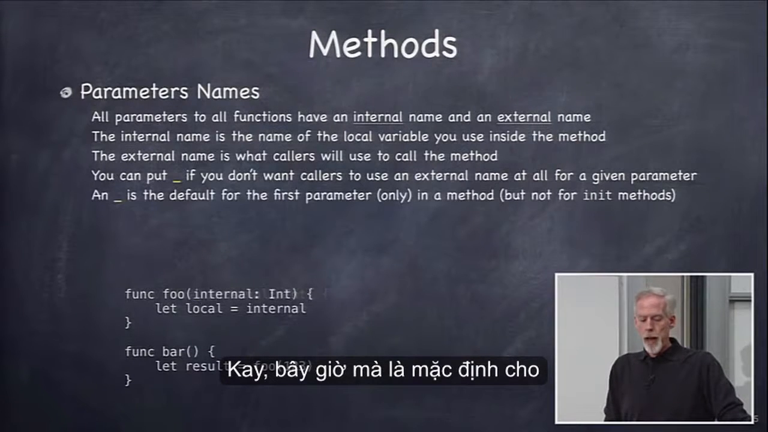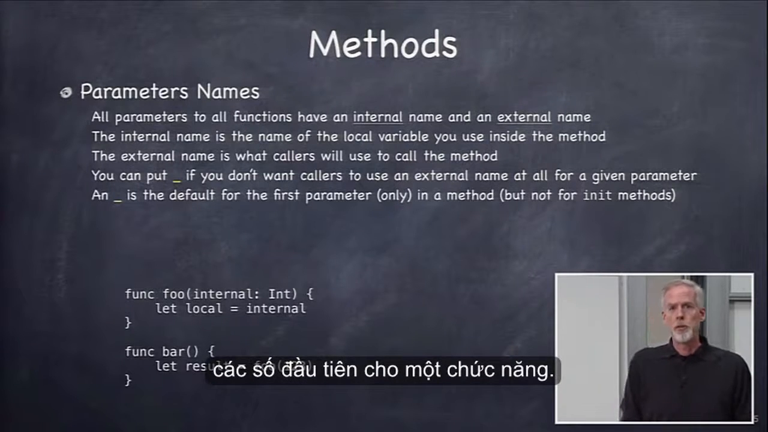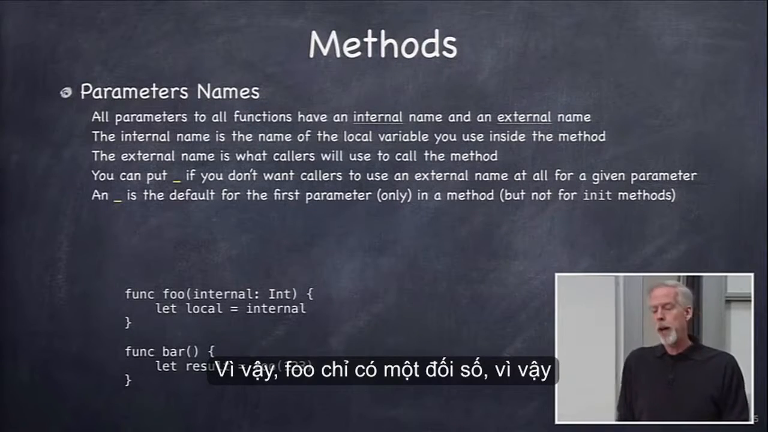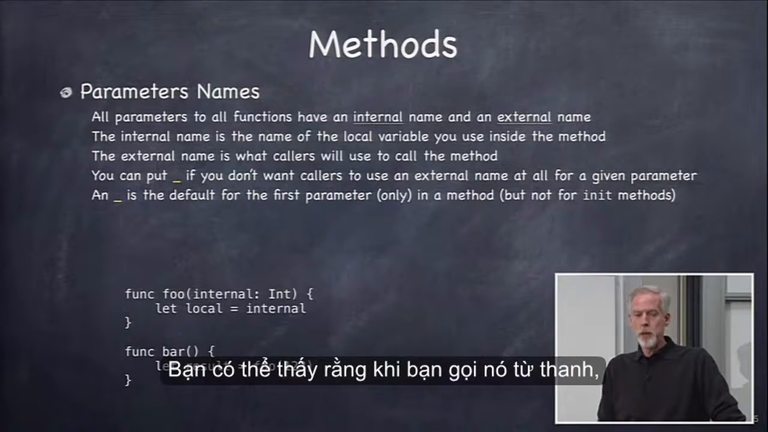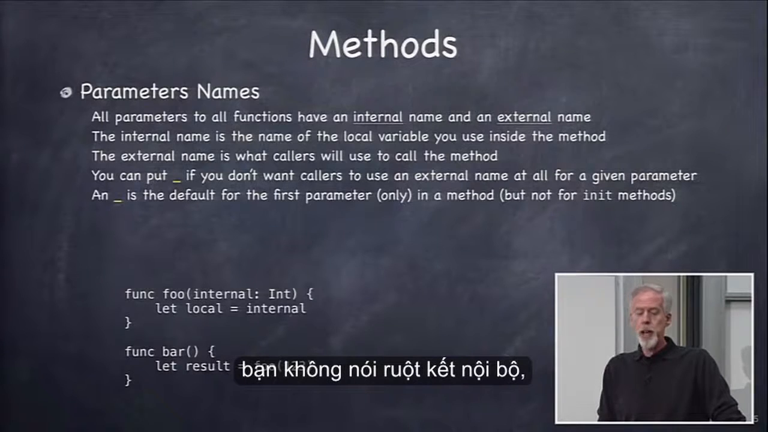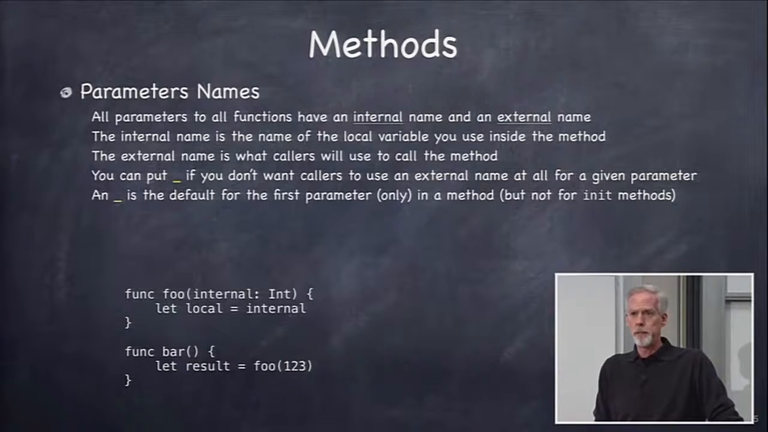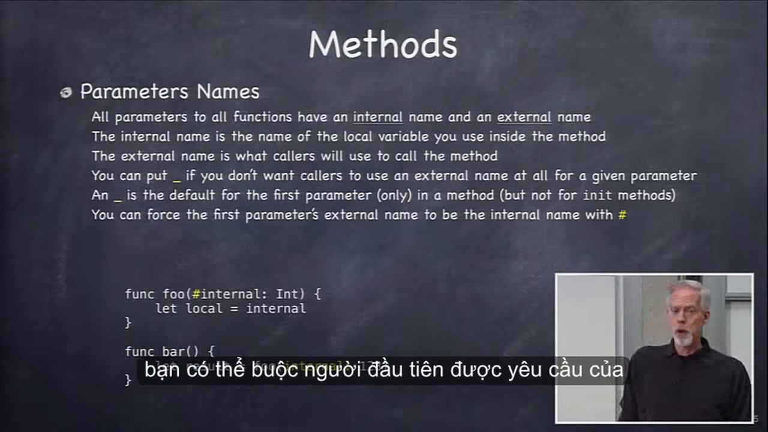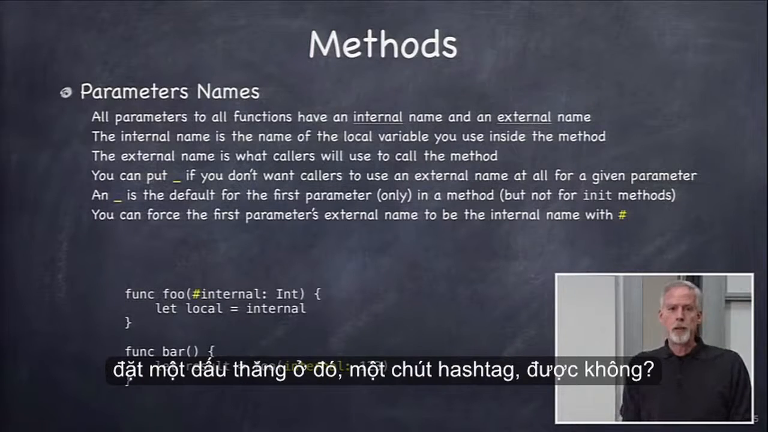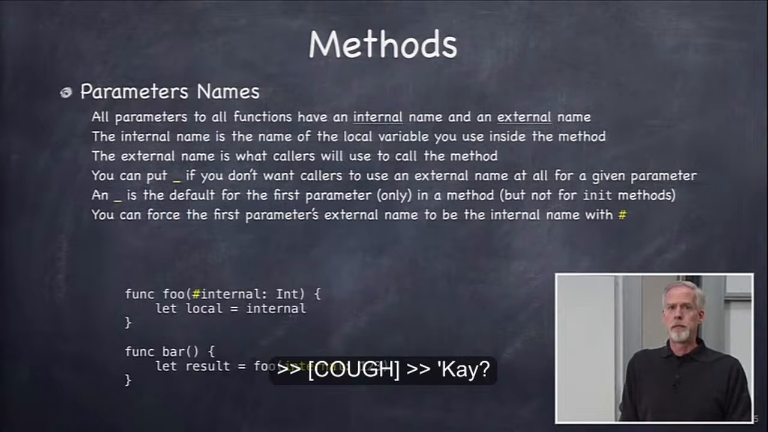Okay? Now, that is the default for the first argument to a function. So foo only has one argument, so its first argument, its only argument. You can see that when you call it from bar, you don't say internal colon. That's because that underbar thing is the default. Now, if you don't want that to be the default, you can force the first one to be required by putting a pound sign there, a little hashtag. Okay? And that makes it so you have to say internal colon. Okay?